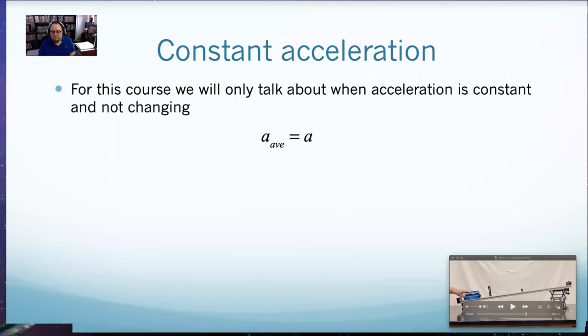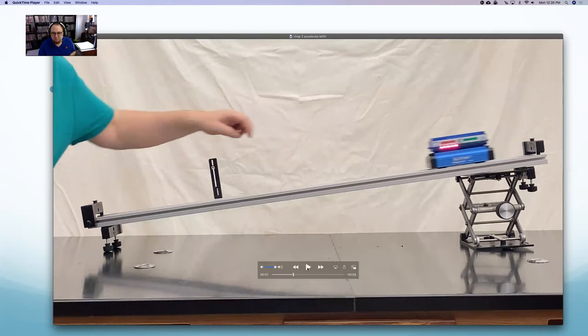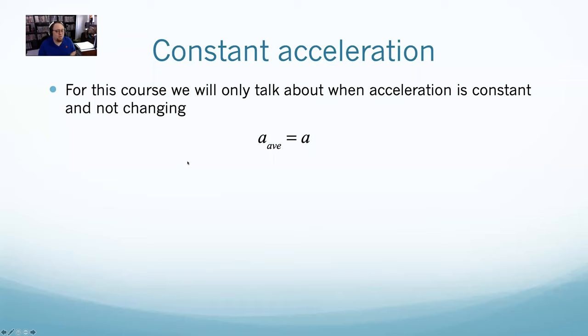You can see that the change in acceleration only happens while I'm pushing this, it's hitting the edge, or I'm catching it. When it's actually moving, it's constant and not changing until I catch it. So we're only going to deal with constant acceleration.